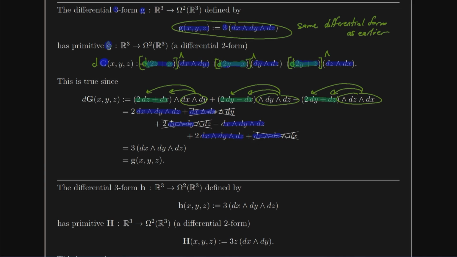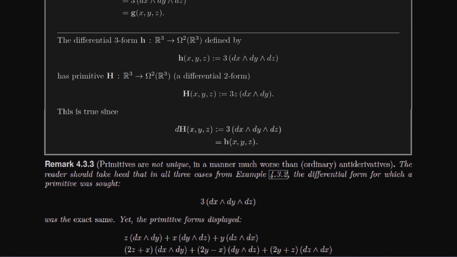And what do we end up with? Well, we end up with a 2 minus 1 plus 2. So that's going to be 2 minus 1 is 1 plus 2 is 3 copies of dx wedge dy wedge dz. I've got one more example where we can find a primitive.